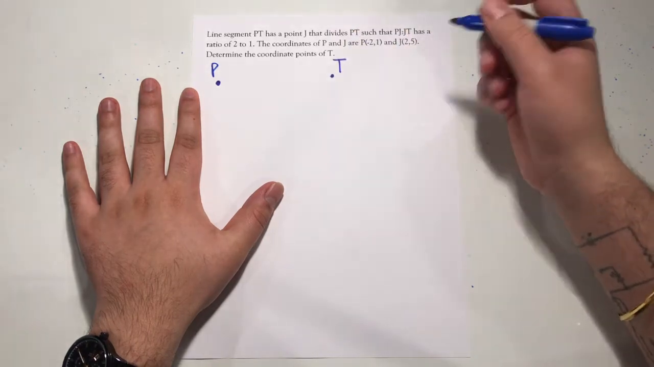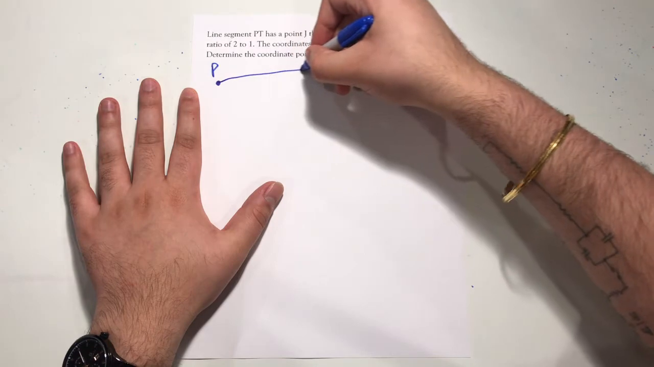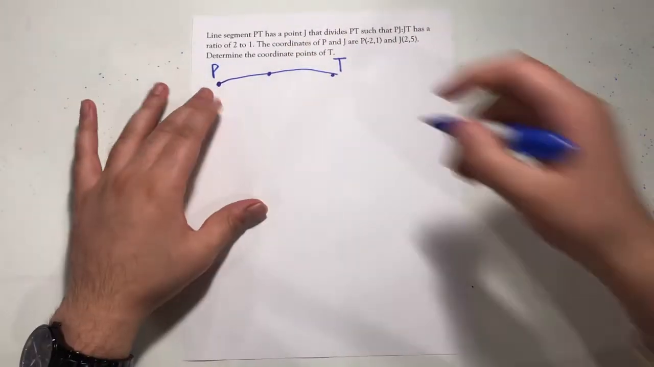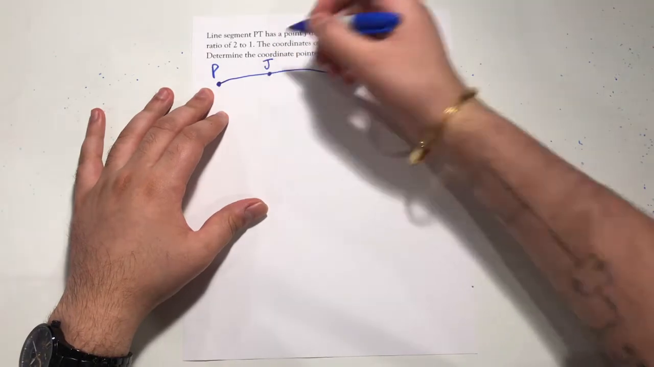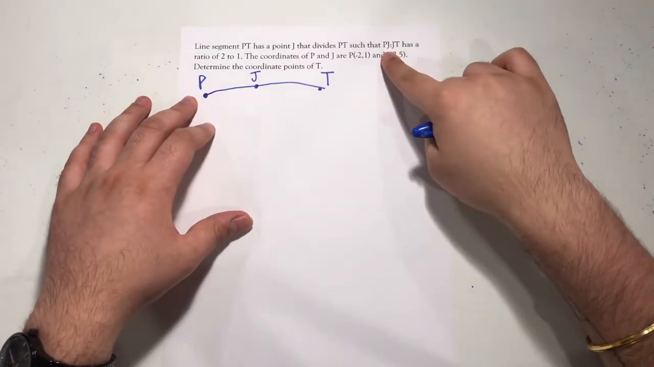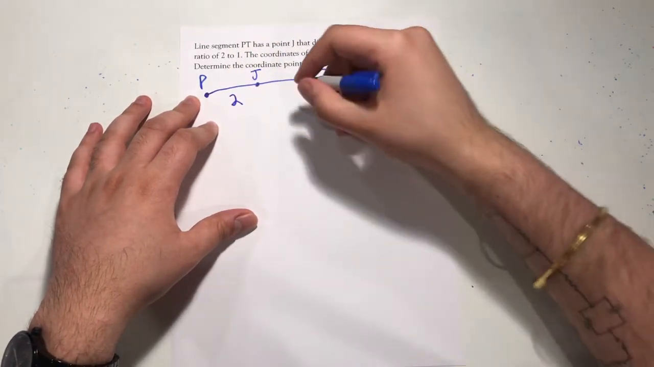I think that's a horror game, right? And then it has a point J somewhere there that divides it into a ratio of 2 to 1. So I'm going to make that J. And it says 2 to 1. So the 2 is going to be the PJ here, and the 1 will be the JT.